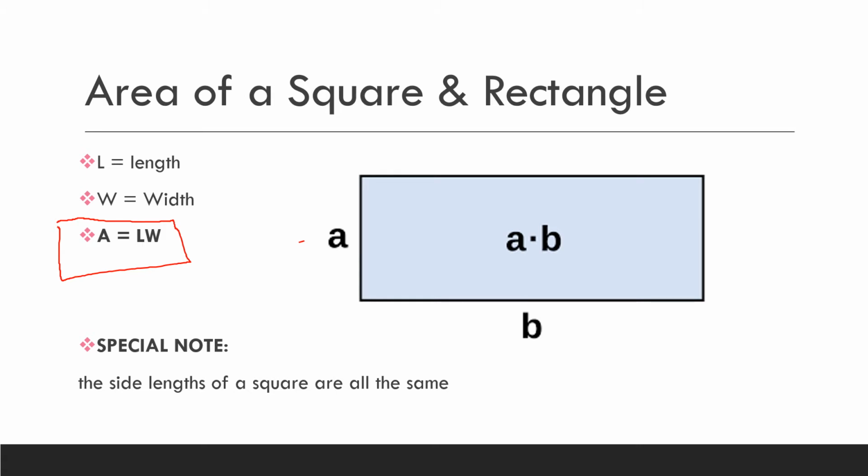Now this graphic does have A and B, so I'm sorry if that's at all confusing. I couldn't find one that had L and W. I guess I should have made one for you. In this graphic, A times B is the same thing as L times W, and B is going to be the length, and A is going to be the width. Same concept, just different letters or variables.